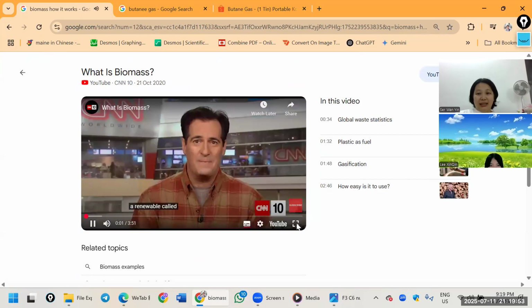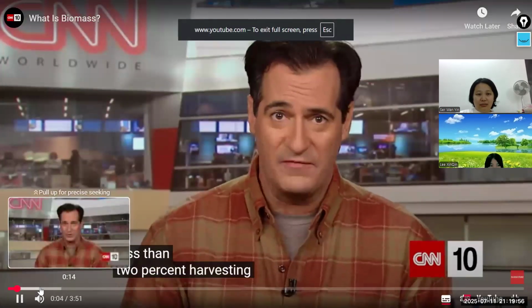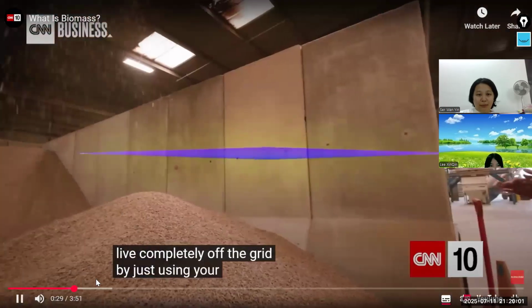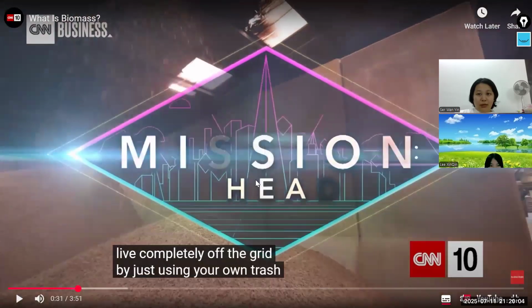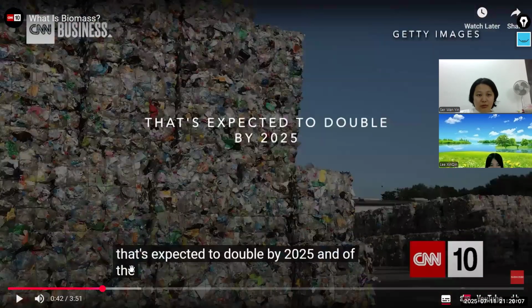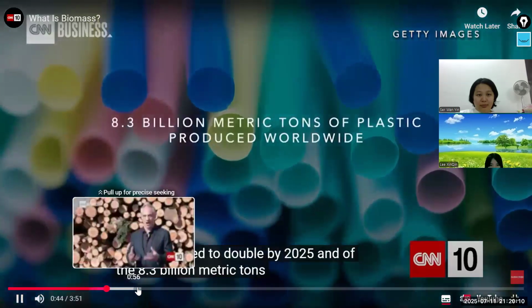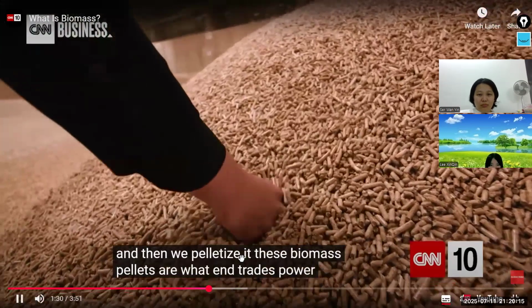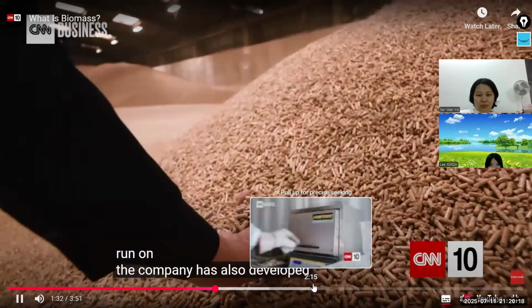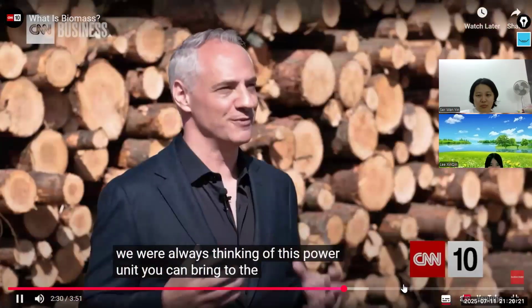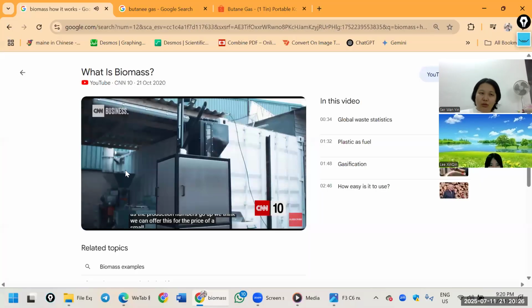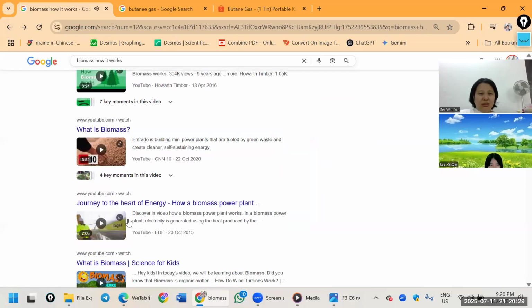Renewable called biomass generates less than 2%. Harvesting to change that. Power your home and live completely off the grid by just using your own trash. Of the 8.3 billion metric tons of plastic produced worldwide, only 9 percent is recycled. Mass pellets are what Entrade's power units run on. The company has also developed the technology to use these pellets at home, and can offer this for the price of a small car.